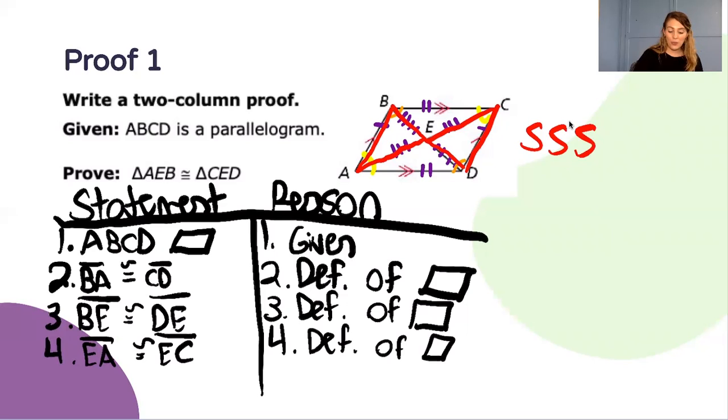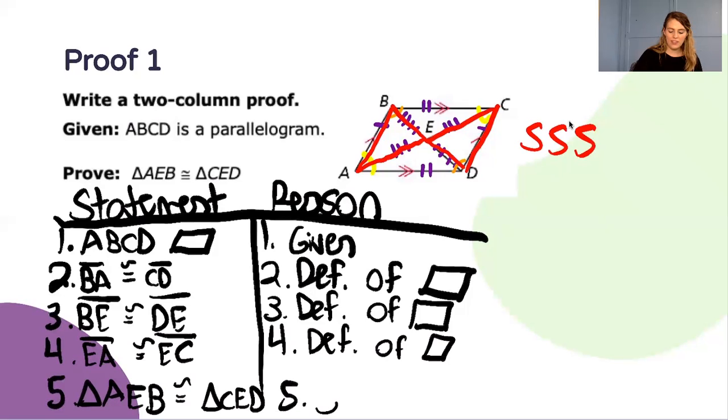So now that I have my 3 sides, I can go ahead and say that the 2 triangles are congruent. Because of side, side, side.